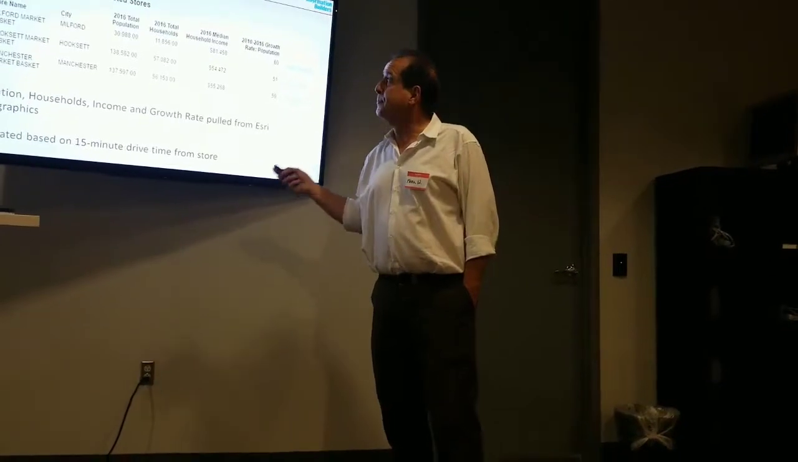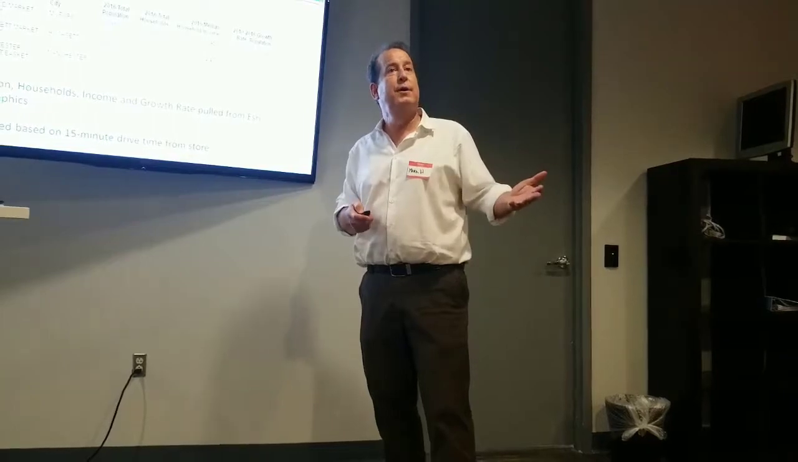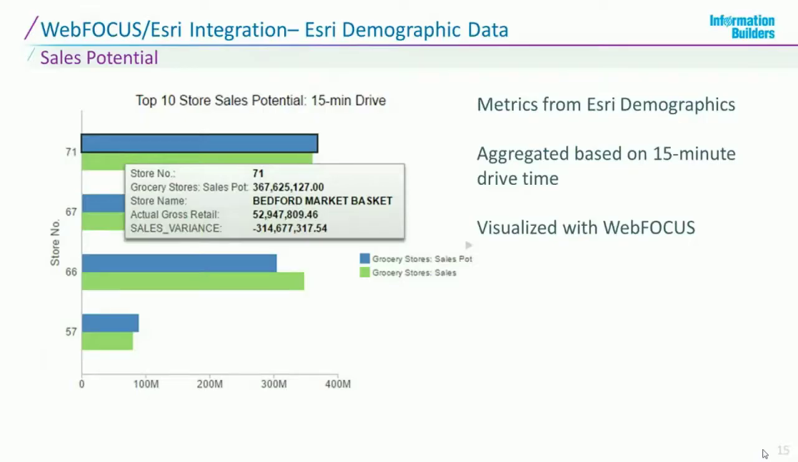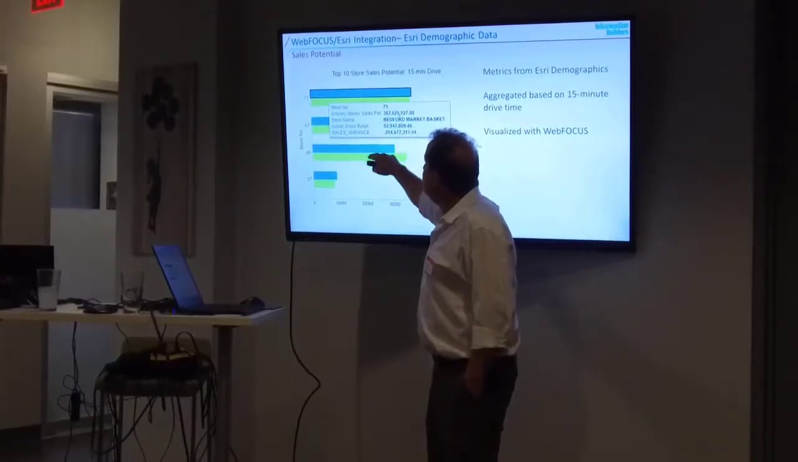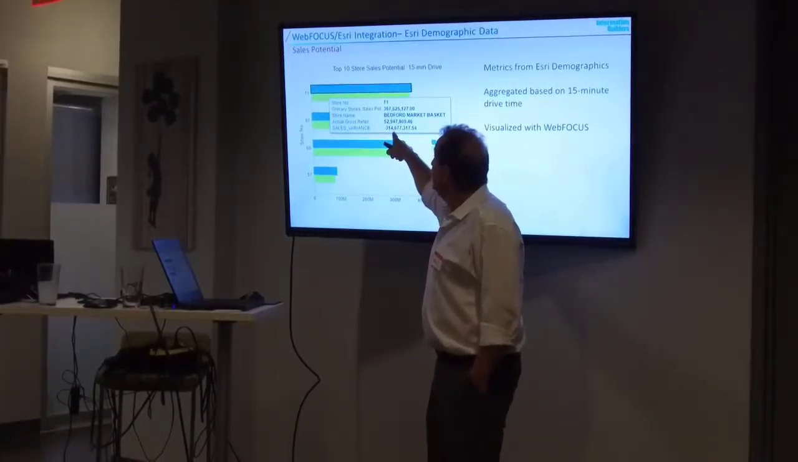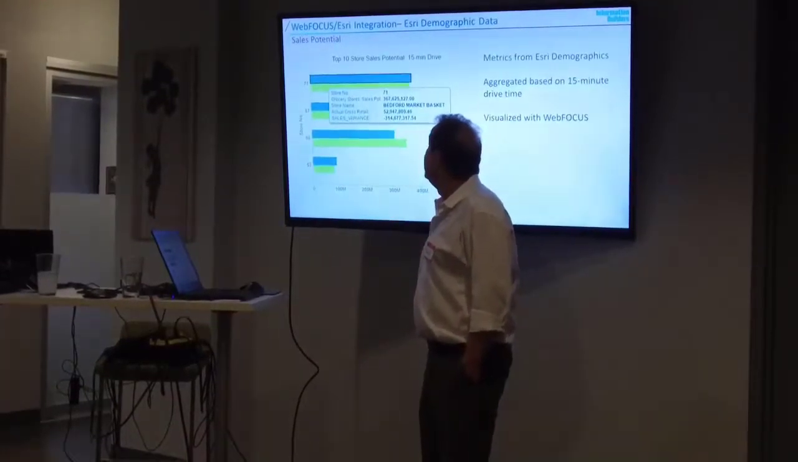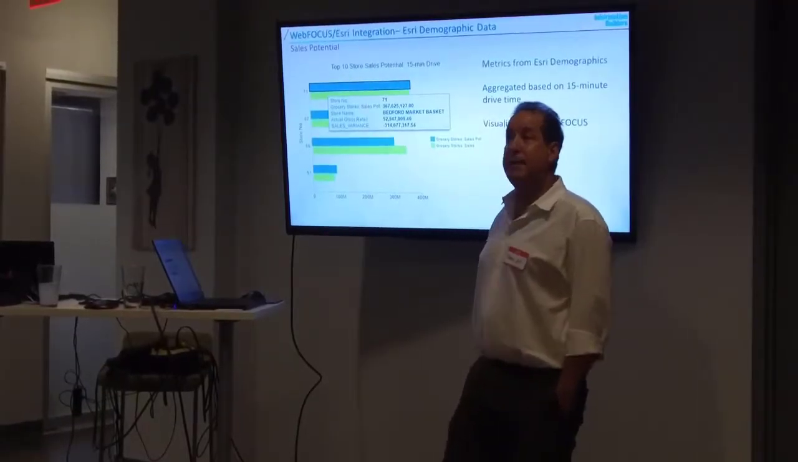So all of these things can be, again, because it's data and we know what to do with data, we can kind of incorporate it into different elements to help make decisions. This is a different way to look at this, where we're showing the top 10 store sales potential within a 15-minute drive. So in other words, within 15 minutes of each store, right, there's the actual gross retail, there's the sales potential, there's the gap, right? Now maybe there's other stores within a 15-minute drive of the Bedford Market Basket, but if there aren't, they're leaving over 300 million on the table. That's a big piece of pie, right?